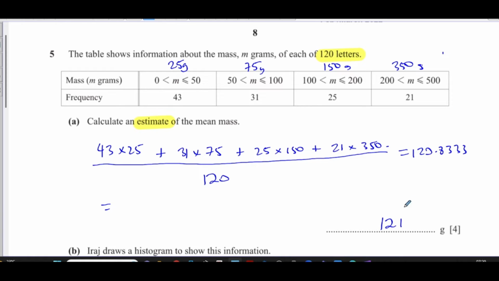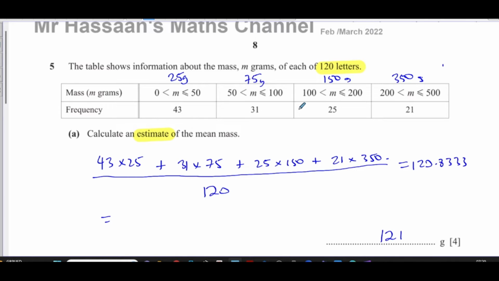Right, so that's another thing you can always check, just in case you made a silly mistake and put an extra 0 somewhere or something in your calculator. So always make sure your answer makes some sort of sense. Okay, so there's 5, part A.